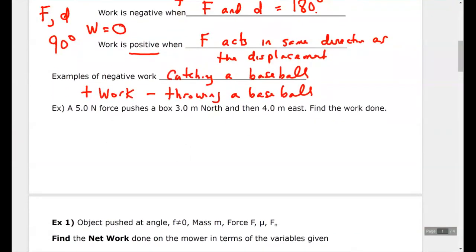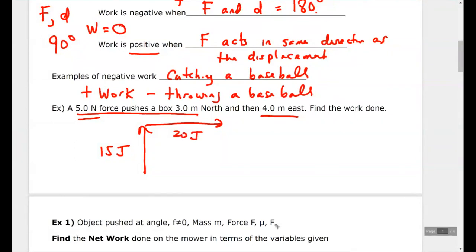Now, I told you before I was going to tell you why work and energy are both scalars. Let's take a look at an example. A 5 Newton force acts over a distance of 3 meters. A 5 Newton force acting north causes an object to move 3 meters north. So how much work is that? That's 15 joules. I didn't say that the force was north, so let's assume 5 times 3 is 15. There's no angle. Then that same 5 Newton force acts over 4 meters east. That's 20.